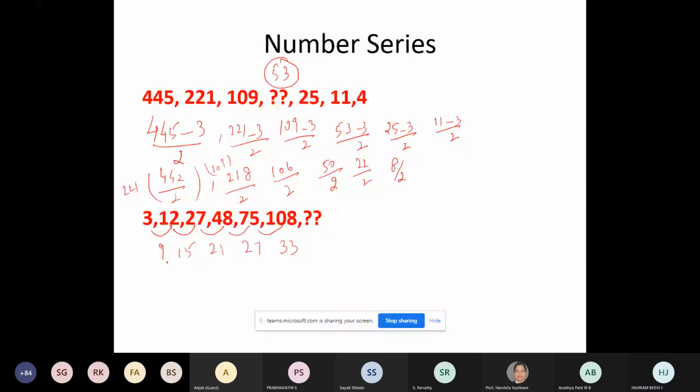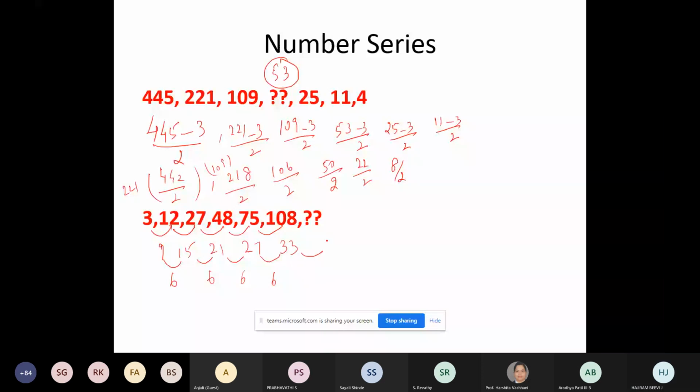In this level, again we are finding the difference value. So 15 minus 9, it is 6. 21 minus 15, 6. 27 minus 21, 6. 33 minus 27, 6. So which will be the next term? Will be with difference 6 only. So 33 plus 6 means this one is 39.